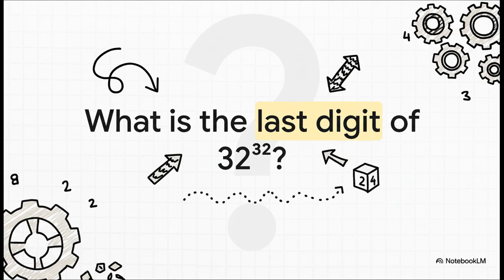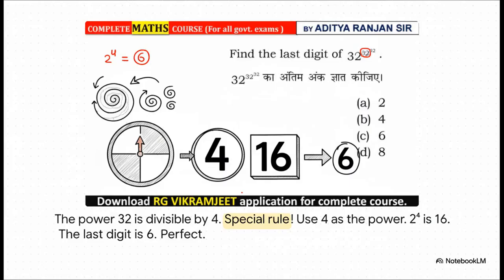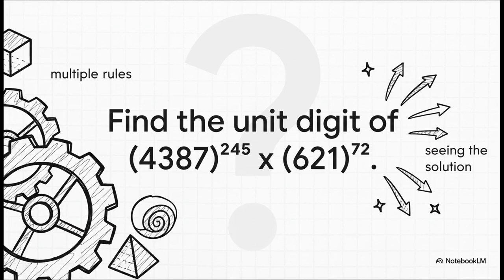This is a classic that tests our special rule. What is the last digit of 32 to the power of 32? Okay, so the base ends in a 2, so we know we're using the cyclicity rule. We take the power, 32, and divide it by 4. Wait a minute, it divides perfectly. The remainder is 0, so we use our special rule and make the new power 4. So what's 2 to the power of 4? It's 16, so the last digit is 6. Perfect!